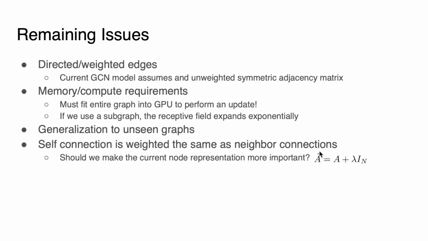So if you remember, within the forward propagation, we use this augmented adjacency matrix where we add to the normal adjacency matrix an identity matrix. But it's not the case that we always want to add the identity matrix to get our augmented adjacency matrix. It's possible that we could scale this identity matrix in order to control the weight of the self-connection compared to the weight of the neighboring node representations.